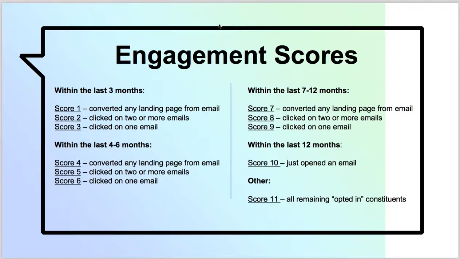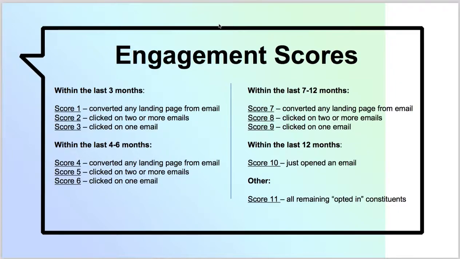So there's people who have met one of those 3 standards in the last 3 months, 4 to 6 months, 7 to 12 months. And then they have these 2 scores at the end, which is anybody who's opened an email, but they've done nothing else. They haven't clicked and they haven't converted in the last year. And then people who've done basically nothing. People who are opted into your list, but they haven't opened anything, they haven't clicked anything. Those are people with a score 11. So this is a really great way of thinking about data hygiene and looking at your list.